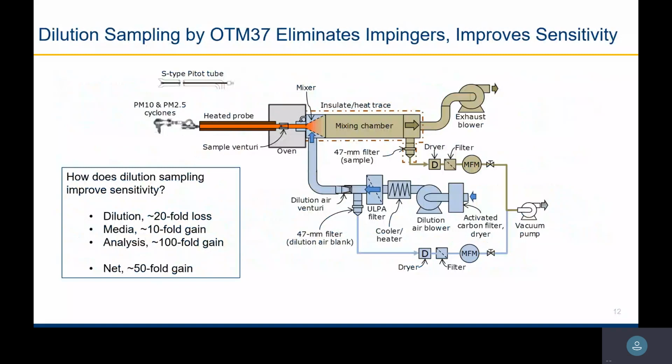We estimate that for the improved sensitivity, with the dilution you're going to lose some sample because you're diluting at 20 to 1 or 10 to 1. In most cases, we ran 20. However, because of the sample media we're using, ambient level filters that can weigh down to the nanogram, whereas the typical Method 5 filters are only weighed to at best about half a milligram, about 500 micrograms, these will go down to a few nanograms.